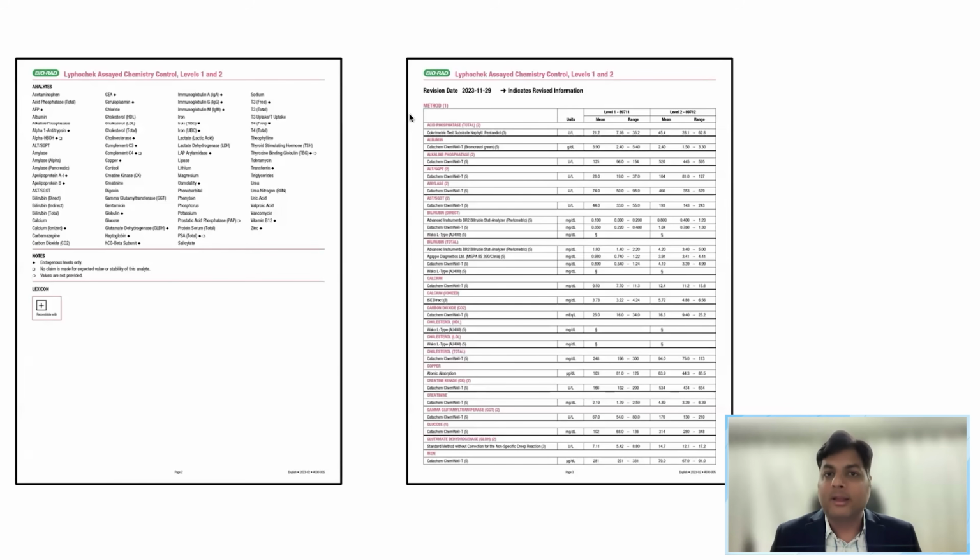And they have printed this in the form of a value chart. Here, this is not for a particular analyzer. If these values were for a particular analyzer, then the name of that analyzer would also have been printed here. But here the name of the analyzer is not printed. That means it is the mean of all instruments. So here you can see that for many analytes, the mean and the range are mentioned in the table. This is called a value chart.